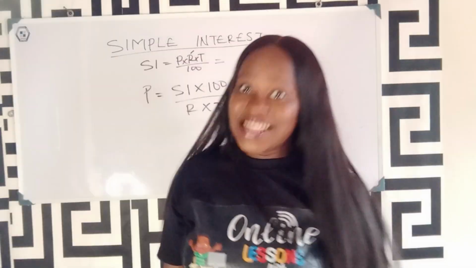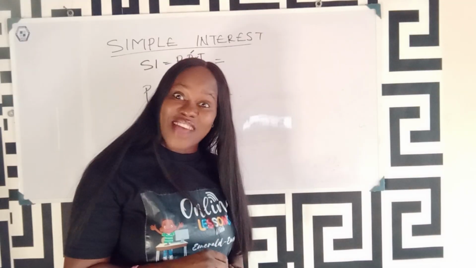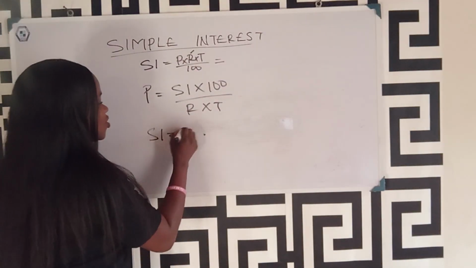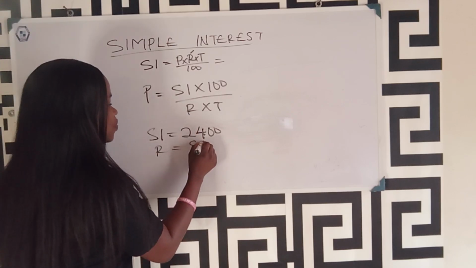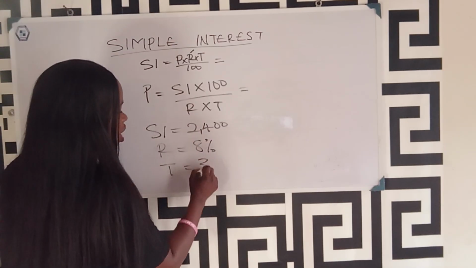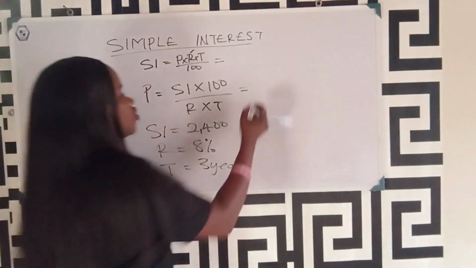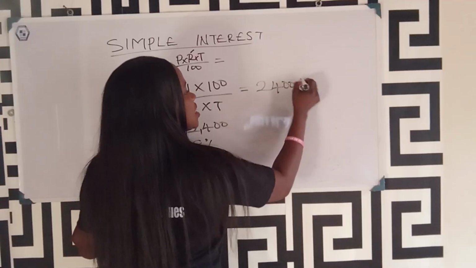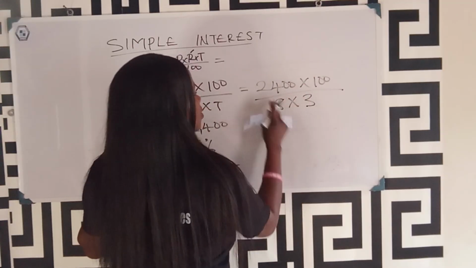Let's practice it. Example 1. If the simple interest is 2,400, the rate is 8% per year, and the time is 3 years, find the principal. So from that question, the simple interest is 2,400, the rate is 8%, and the time is 3 years. So we're just going to substitute them here. Simple interest is 2,400 times 100 all over 8 times 3.